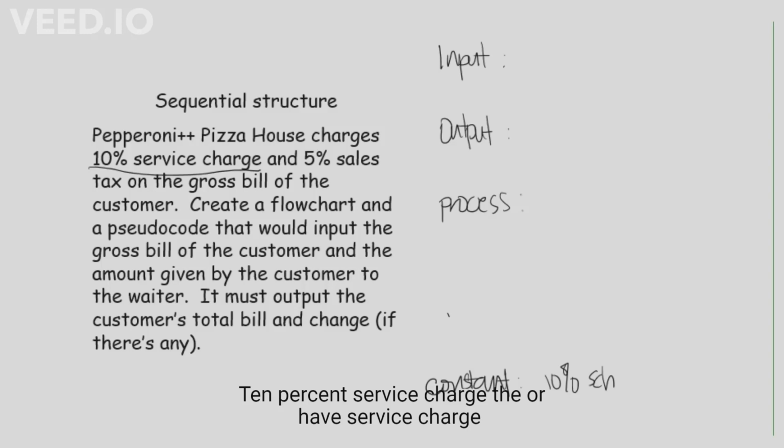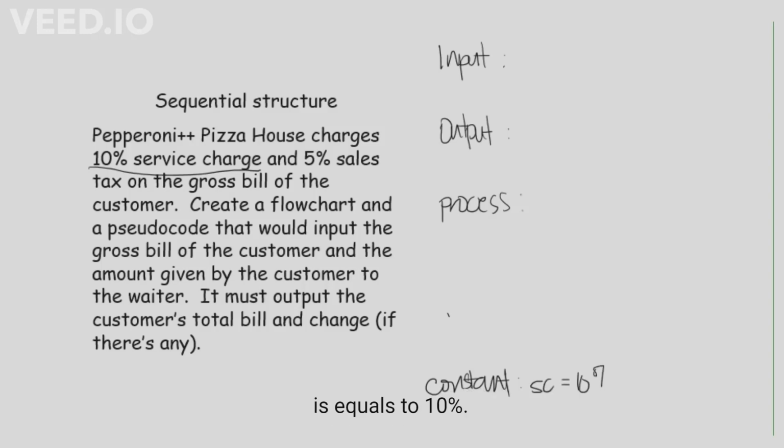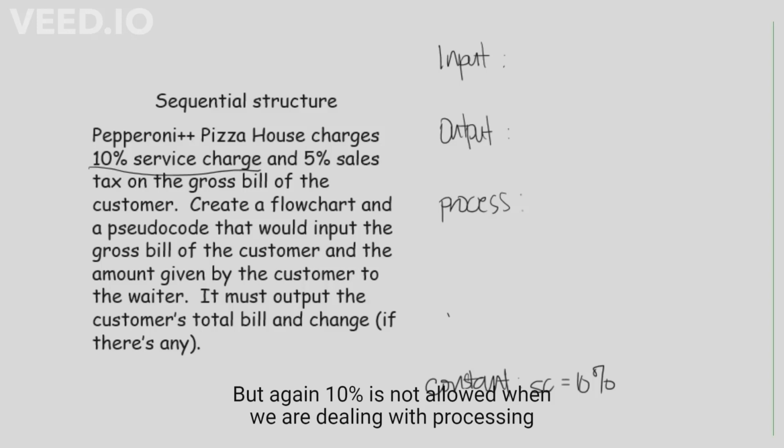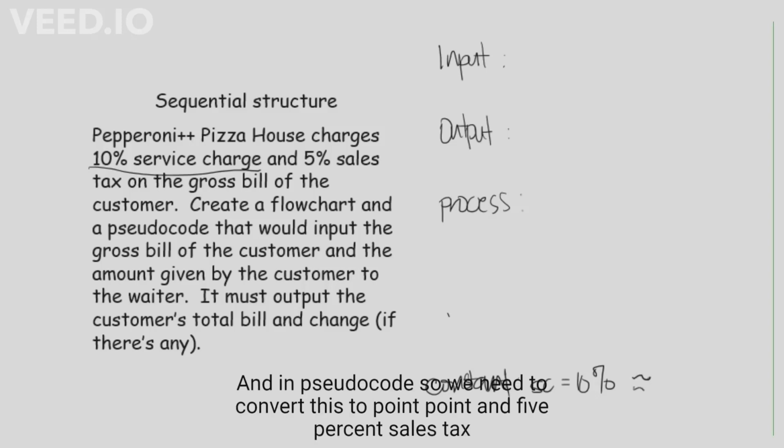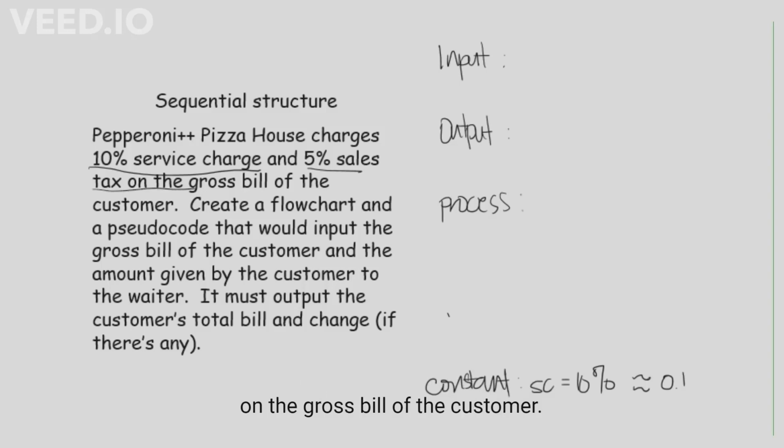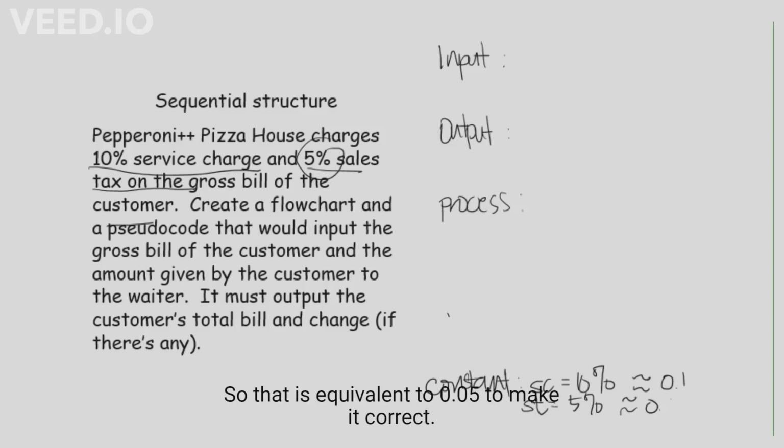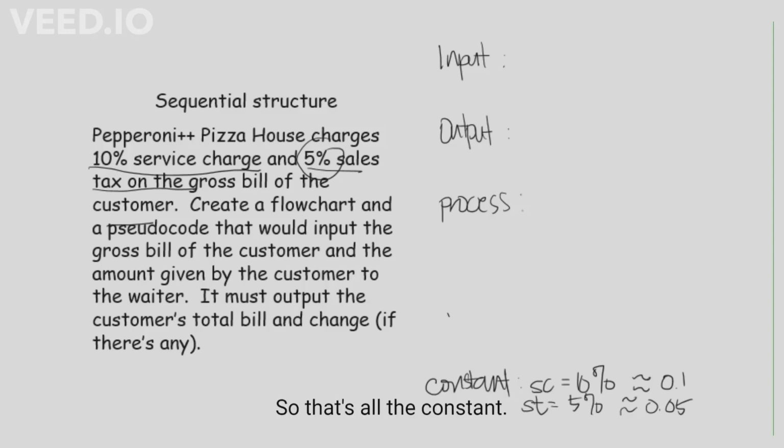Or let's have service charge is equals to 10%. But again, 10% is not allowed when we are dealing with processing it in flowchart and in pseudocode. So we need to convert this to 0.1. And 5% sales tax on the gross bill of the customer. So there is also another constant. So that's what we call the sales tax. That's 5%. So that is equivalent to 0.05 to make it correct. Okay, so that's all the constants.